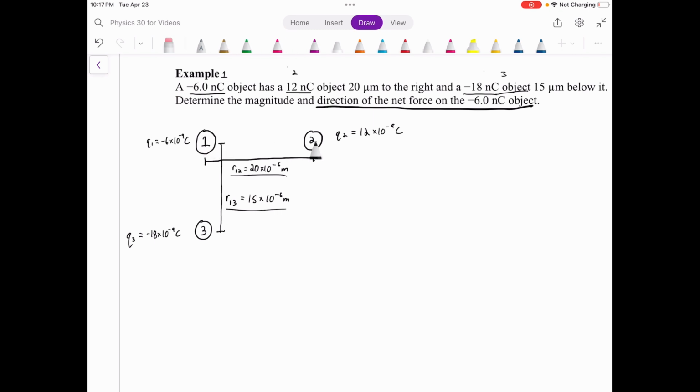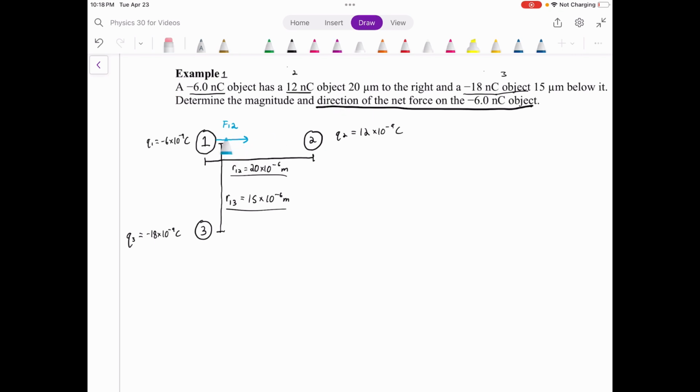Well, okay, object 2 is positive 12 nanocoulombs, and object 1 is negative. So are those two attracted or repelled? They're attracted. Opposites attract, right? And so for object 1, what does that mean? Is it pulled to the right by object 2, or is it pushed to the left? It's pulled to the right in this case, right? Okay, so that's an x-axis force. So that is roughly what F12 looks like. It's a pull to the right, an attractive pull.